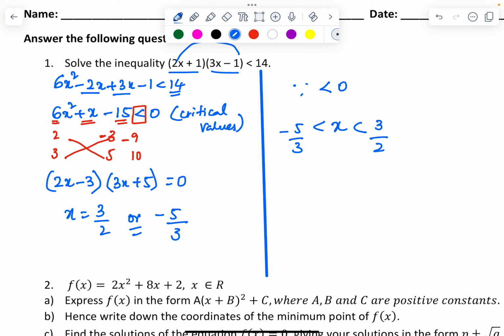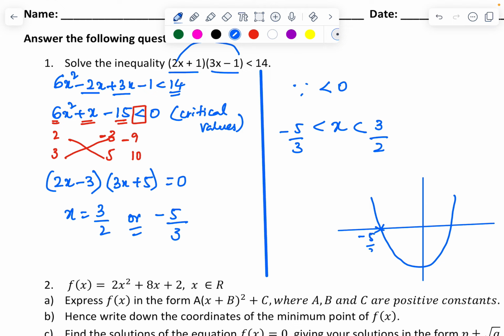I'm going to quickly go through the topic here. Okay, so what are the x values? X values are the intercepts here, right? So this is negative 5 over 3 and this is, let's say, 3 over 2. These are the x-intercepts. So he said less than 0, which means y is less than 0, right? So it's going to be this part.